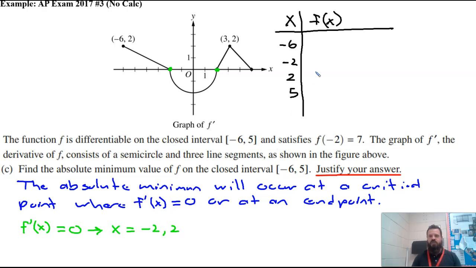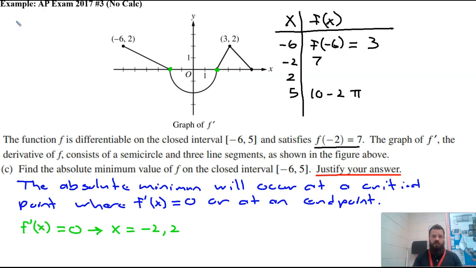Most of this work is already done for us. f of -6, that was the first thing we found in part A, and I believe that was a 3. f of -2, we're given that in the question, that's a 7. f of 2, I don't know that right off the bat. That'll be the new one we have to actually evaluate. f of 5 we got earlier as well, that was 10 minus 2 pi. So the last thing we want to do is figure out this f of positive 2.